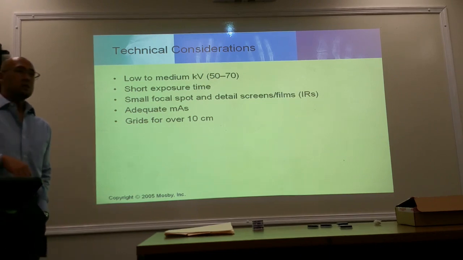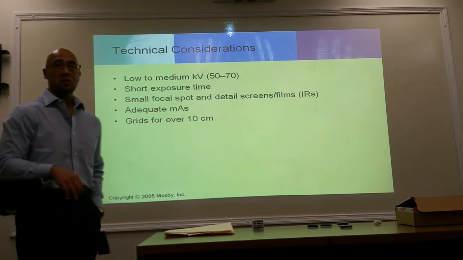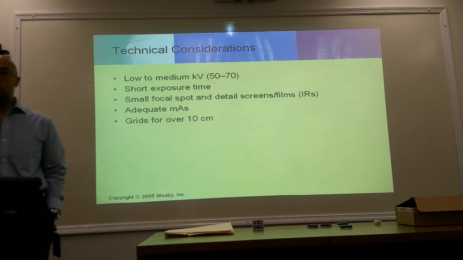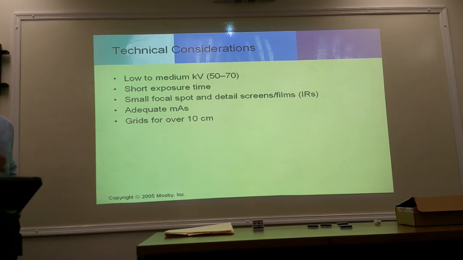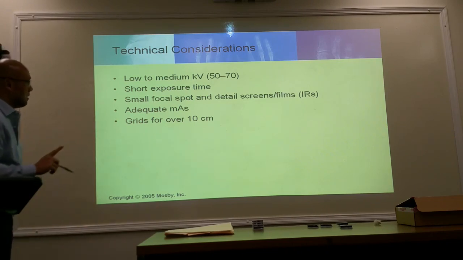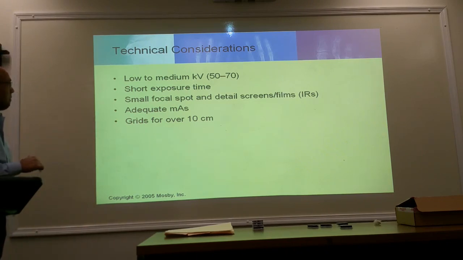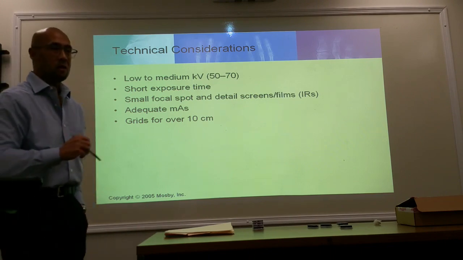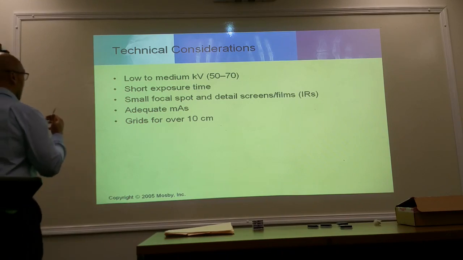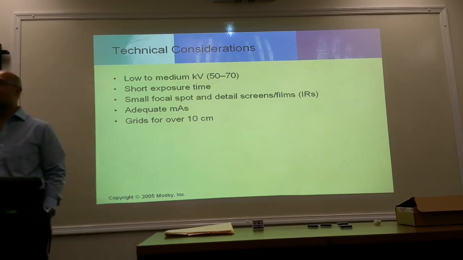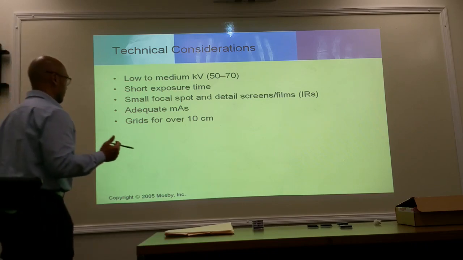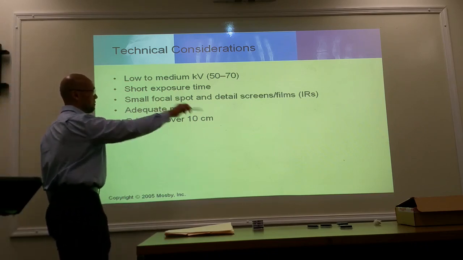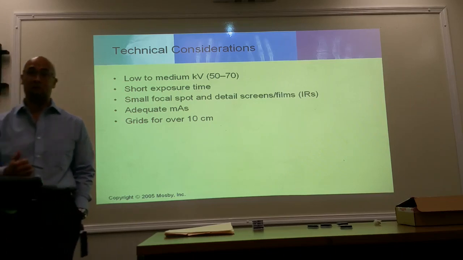Technical considerations. Lower extremities are going to be slightly thicker and more dense than that of the upper extremities. So now our kVp is going to go up a little higher. Short exposure times to minimize what? Motion. Minimize motion. Small focal spot. What's the small focal spot for? Better detail. Cross out detail screen film since we're not dealing with film anymore, so cross that out.